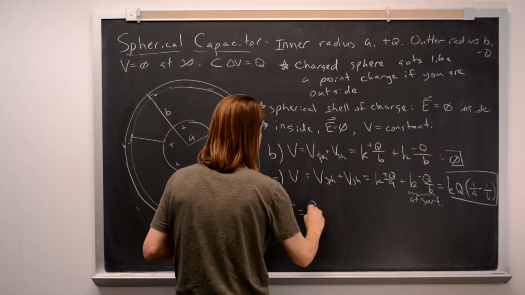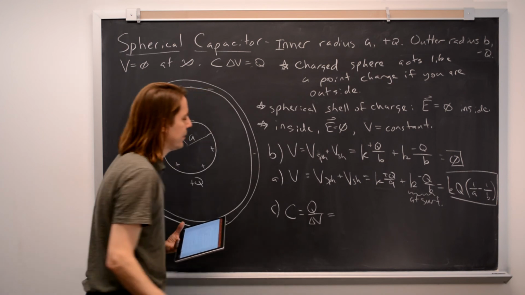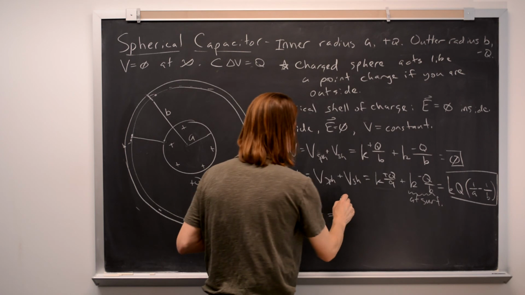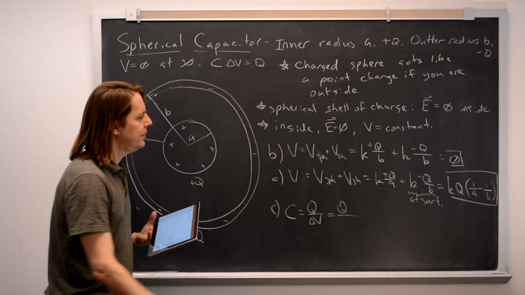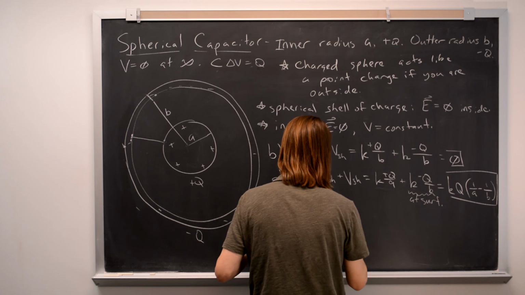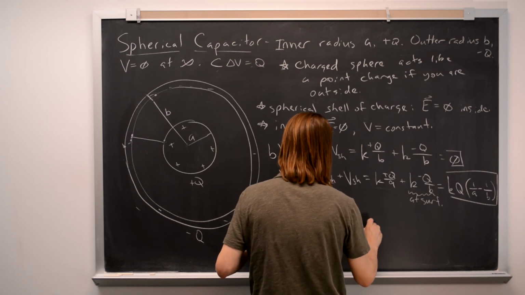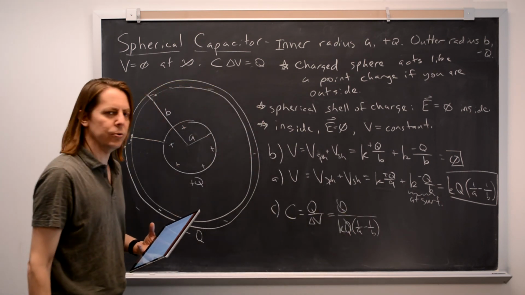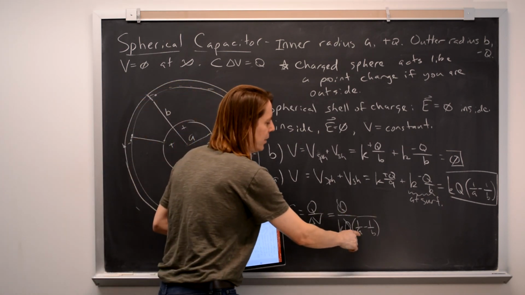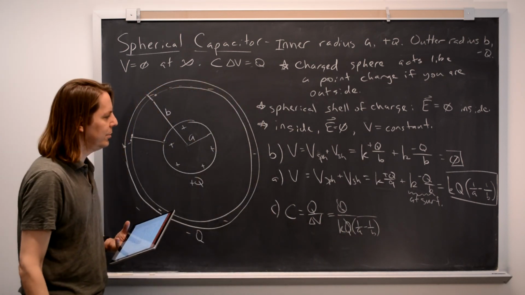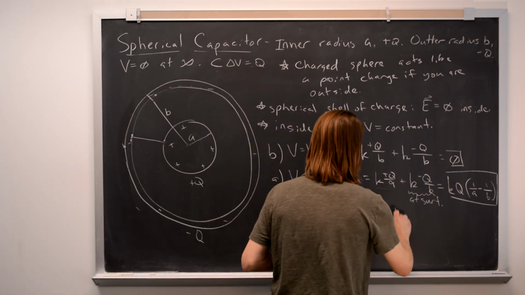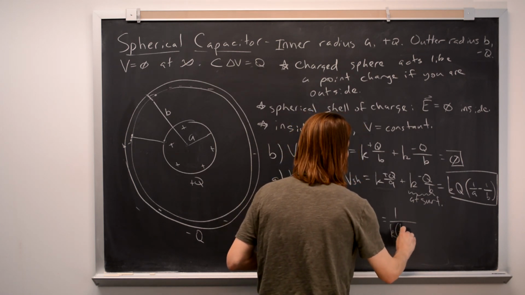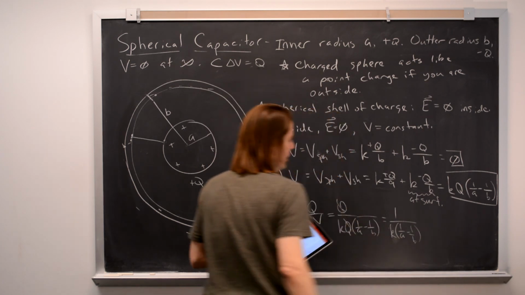C is Q over delta V. All right, the Q we have is the charge Q that we use. So we just call it Q. And delta V is this, KQ times 1 over A minus 1 over B. Right? And sure enough, there go the Q's. And all that's left is a constant of the universe and geometry, 1 over A minus 1 over B. So you could write this sort of an ugly way, 1 over K in the denominator, 1 over A minus 1 over B in the denominator.